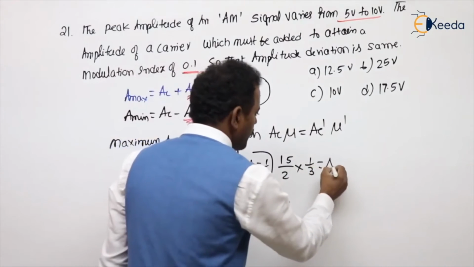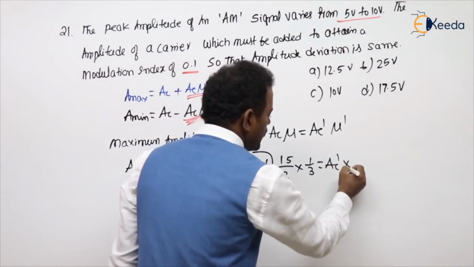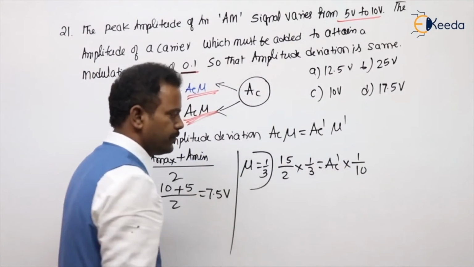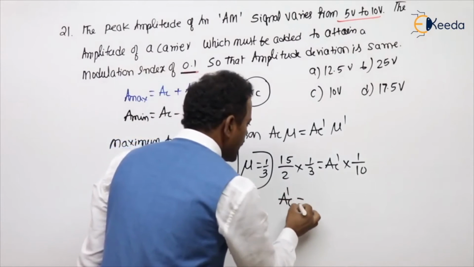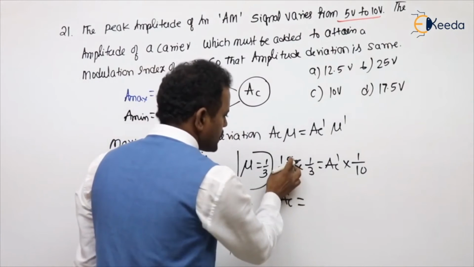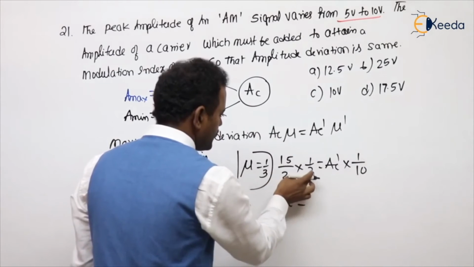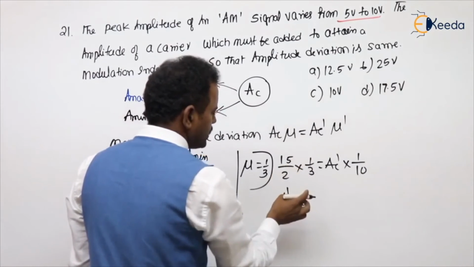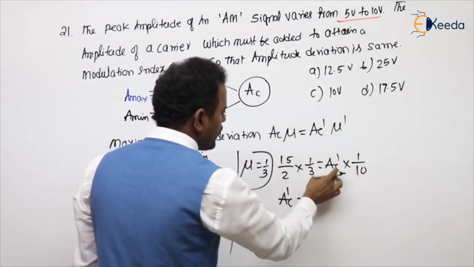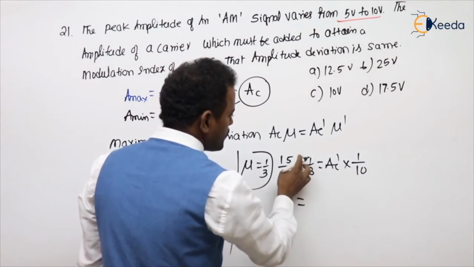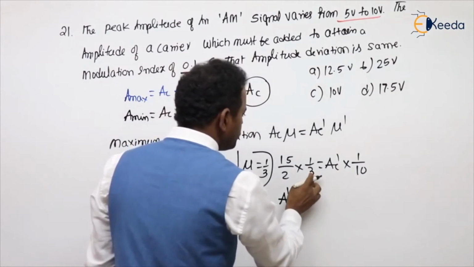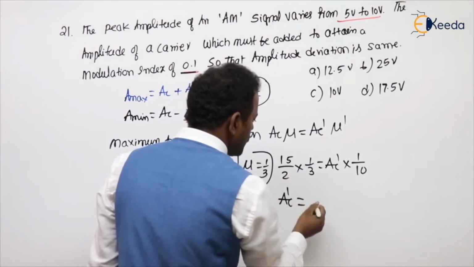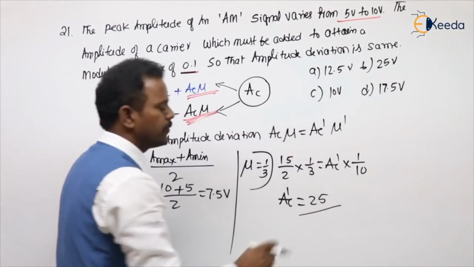New total value we need to calculate. The next modulation index he is asking is 0.1, which means 1 by 10. What is the new value of AC dash, students? The multiplication will come here: AC dash into 1 by 10. So 15 by 3 is 5, 5 into 10 is 50, by 2 will be 25. That is the new value.